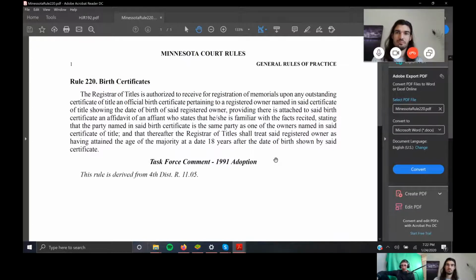And the law says only after you've reached the age of majority at 18 years and have claimed ownership of your property is it actually yours. You have to claim ownership, and the way you do that is through Minnesota Rule 220. You authenticate the certificate, and let me make sure I get the word here.